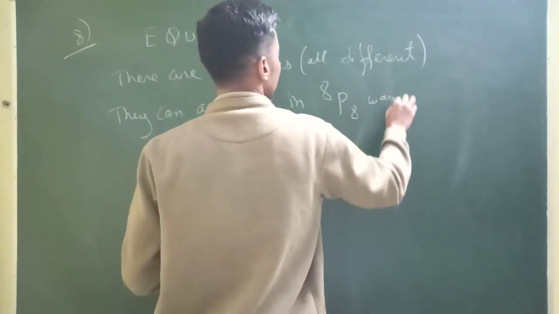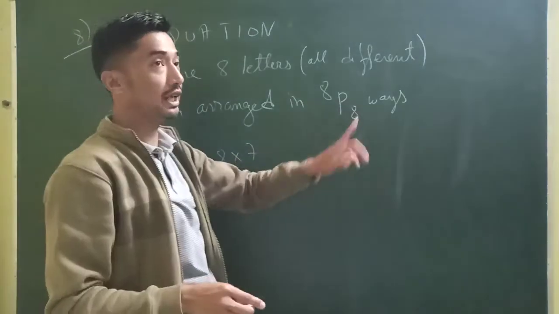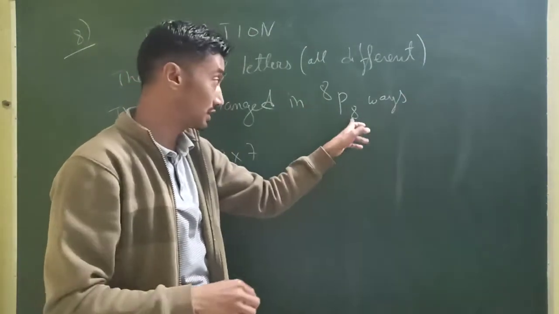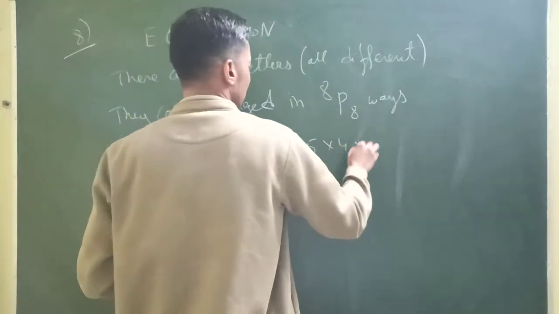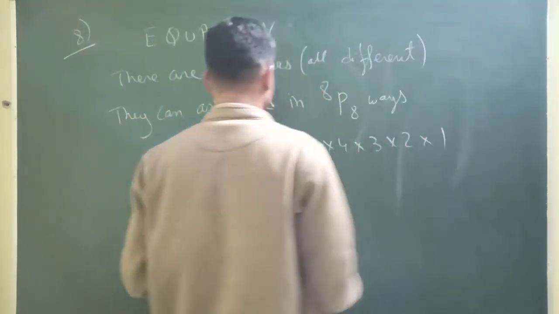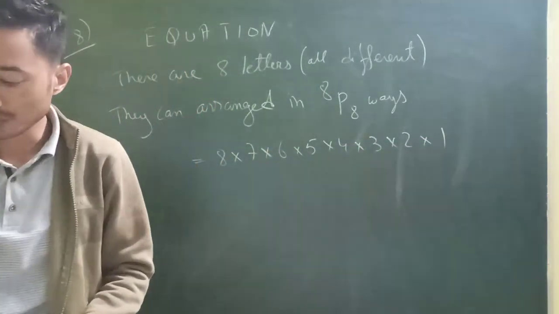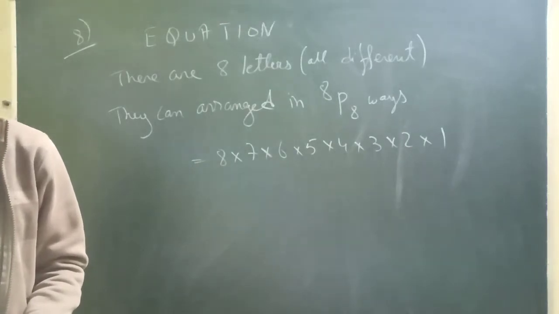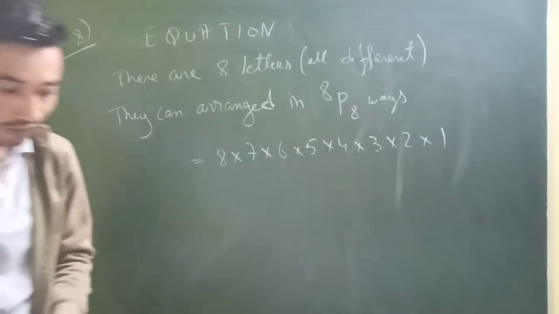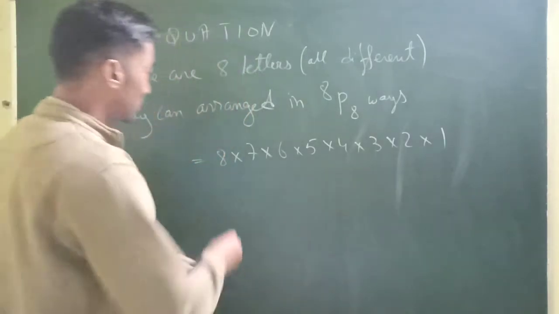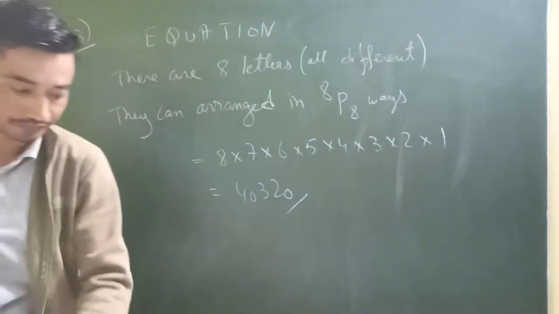Can be arranged in how many ways? 8P8 ways. So that's 8 into 7 into 6 into 5 into 4 into 3 into 2 into 1. We can find out the value of the product there. So that's going to be 40320.